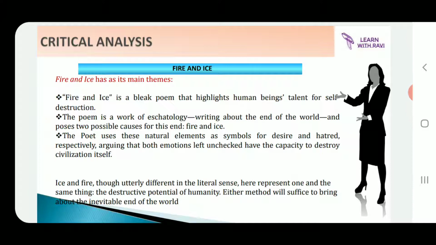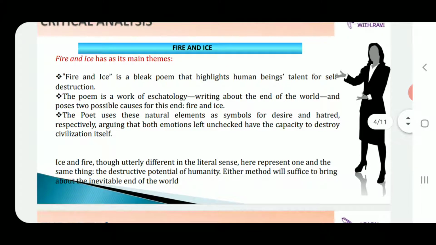The central theme of the poem Fire and Ice is a bleak poem that highlights human beings' talent for self-destruction. So we people are self-talented to destroy the entire universe. The poem is a work of eschatology, writing about the end of the world, and poses two possible causes for the end, fire and ice. The poet uses these natural elements as symbols for desire and hatred respectively, arguing that both emotions left unchecked have the capacity to destroy civilization today.